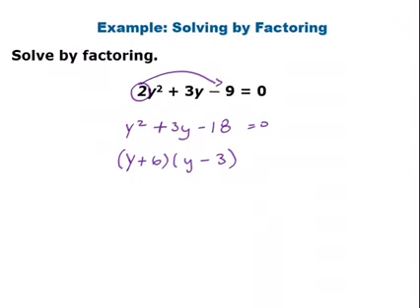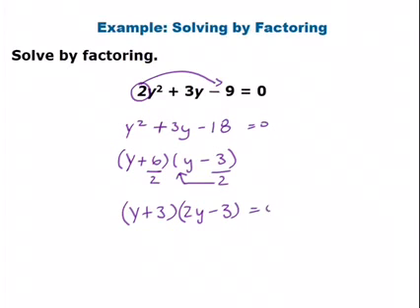My next step would be to divide by my leading coefficient, so we'll divide both factors. And remember, if it divides evenly, go ahead and divide. If it doesn't, you bring your denominator back out in front. So you've got 2y minus 3 equals 0. So our factored form becomes y plus 3 times 2y minus 3 equals 0. Now our last step is to set each factored piece equal to 0 and solve.